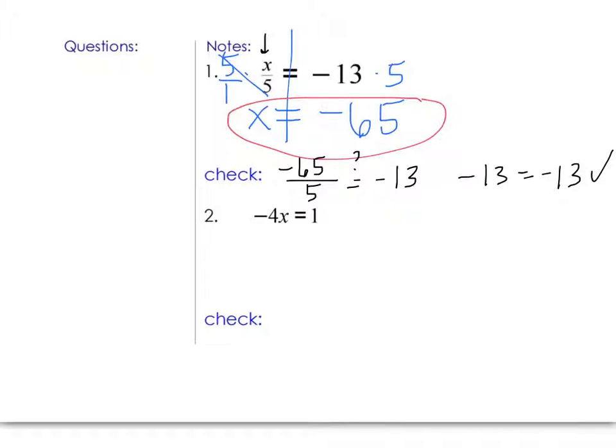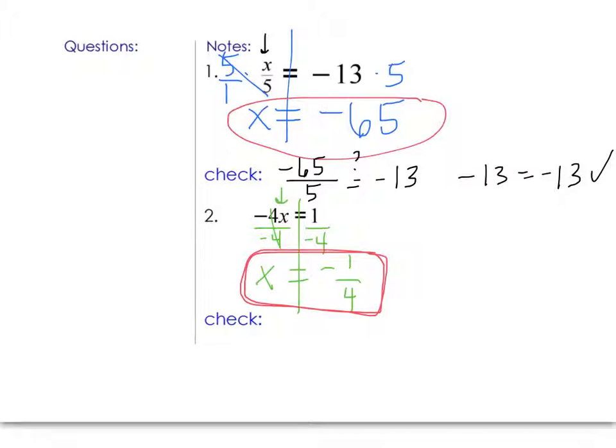What about this one? Negative 4 times x equals 1. Well, I'm trying to get x alone on the left side of my equal sign. Divide by negative 4. So x equals, can I simplify 1 divided by negative 4? Yeah, I could make it negative 0.25, or I could just leave it as that fraction. That's an okay answer to me.